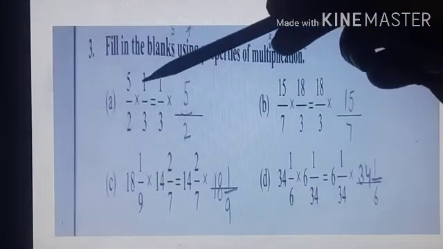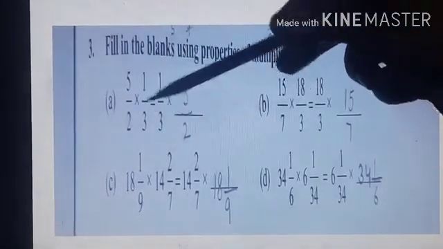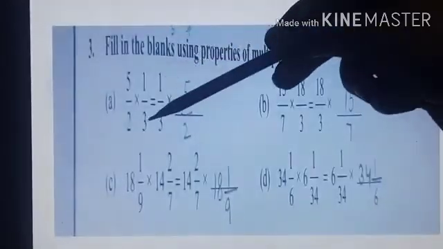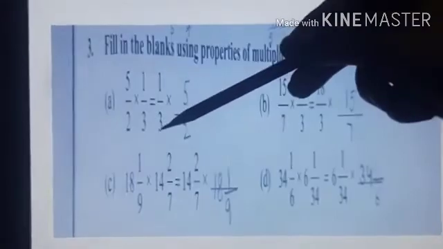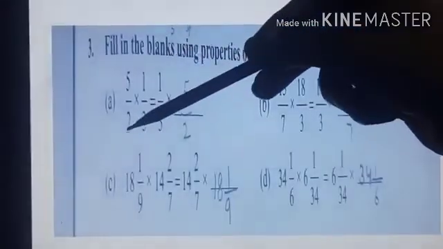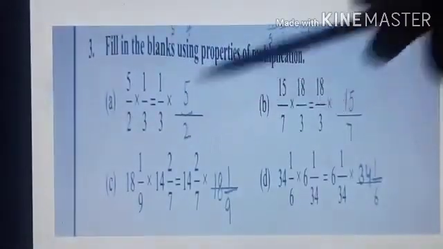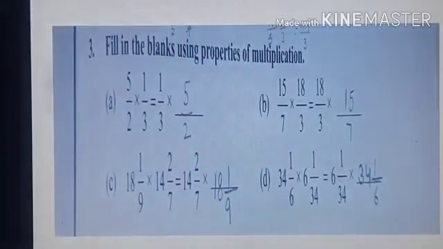So they have changed the order. 5 upon 2 was the first fractional number, 1 upon 3 was the second fractional number. Now 1 upon 3 is written first. Multiply by the missing number, which is 5 upon 2. So we will write down 5 upon 2 in the fill-up.